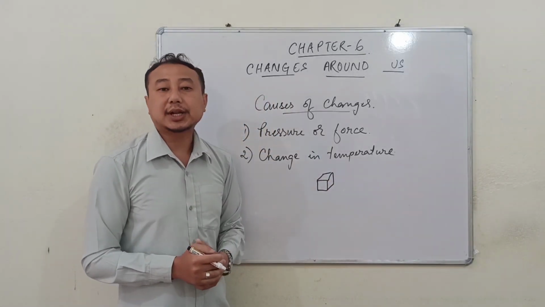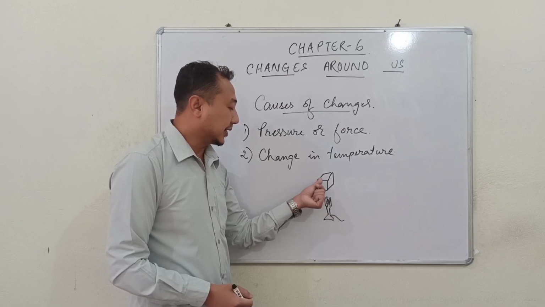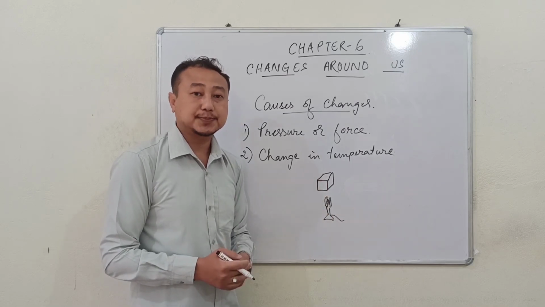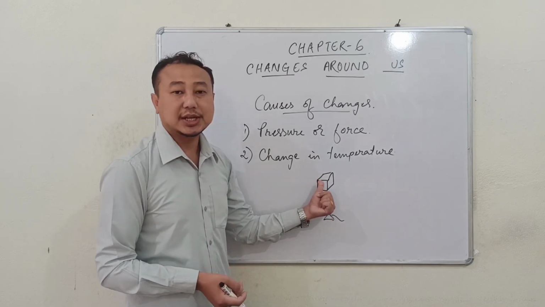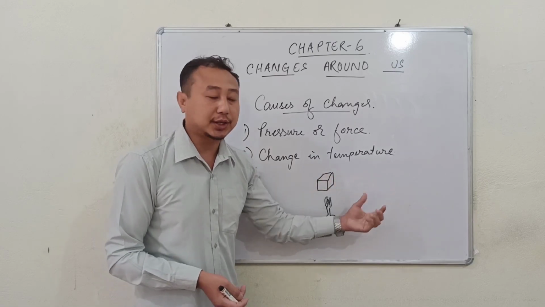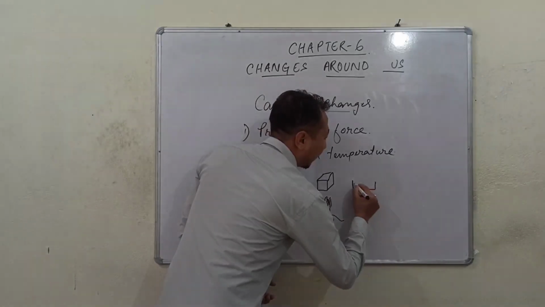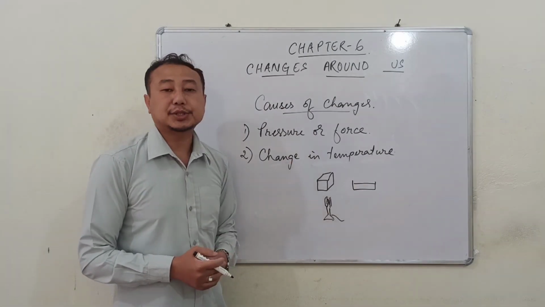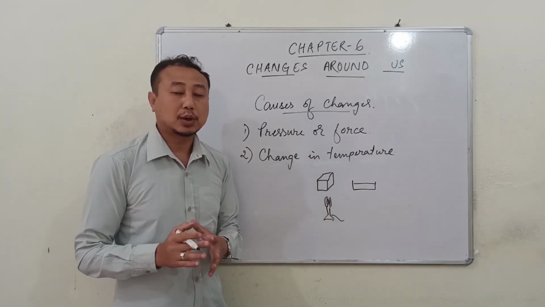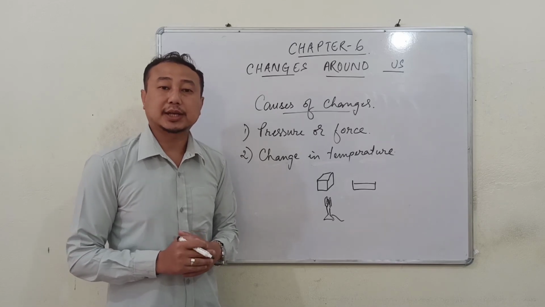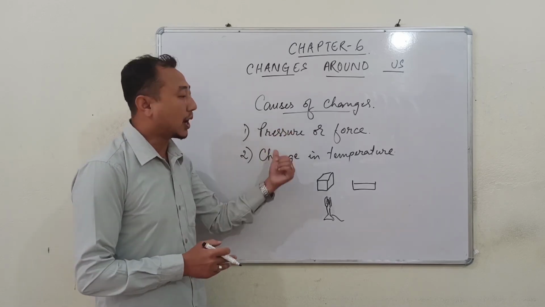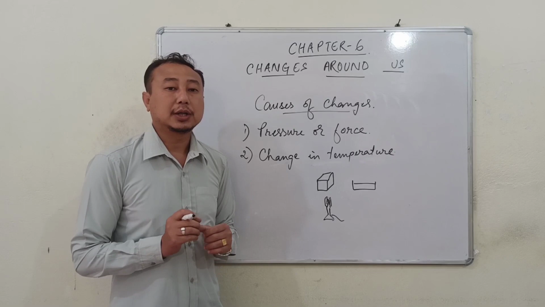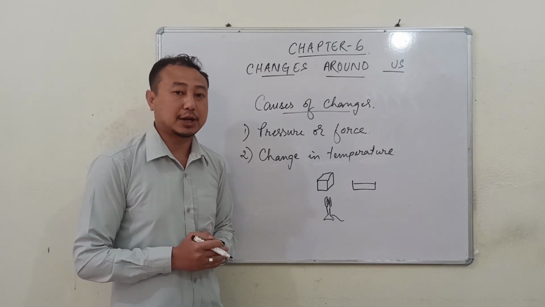Let us say this is an ice cube. So when we apply heat energy, the temperature of the ice will increase. Because of that, the ice which is in the solid form will be converted into water which is in the liquid form that can be collected in a container. So this change in the temperature is also considered as a cause of the change that takes place in our surroundings. So these two are the most common causes of the change that is taking place in our surroundings.